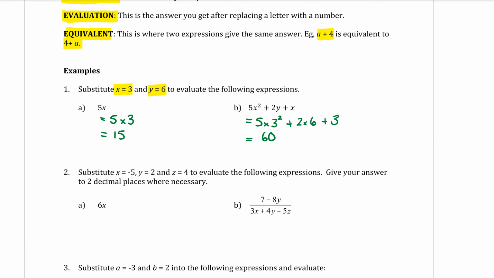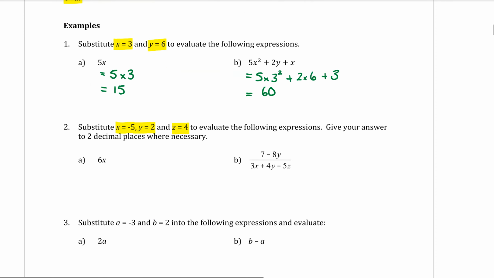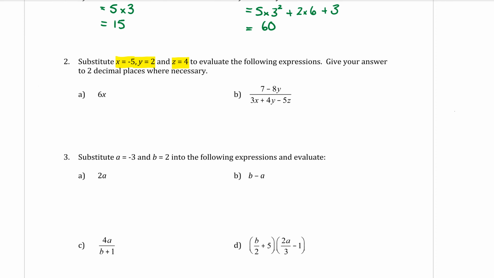Question 2, keep going. Substitute. Now I have some new ones here. We change the numbers all the time, okay? So this time, x is equal to minus 5, y is equal to 2, and z is equal to 4. We have 3 different letters. So first of all, what is 6x? 6 and x means times. So 6 times, but the x is a minus 5. Use your calculator. What's 6 times minus 5? Hands up, yep. Minus 30. Excellent.